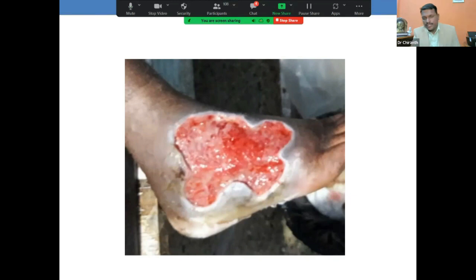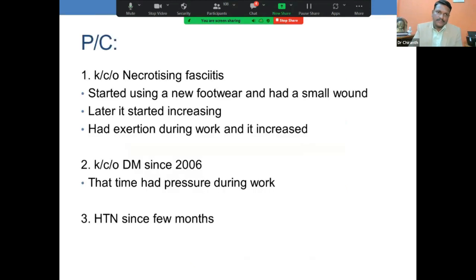And the diabetic foot, unless and until they control their sugar, it is very difficult to heal the wounds, as we see in practice. But what happened for this case? So he was a known case of necrotizing fasciitis. The local surgeon had diagnosed this, and he wore a new footwear, and later it started and increased.